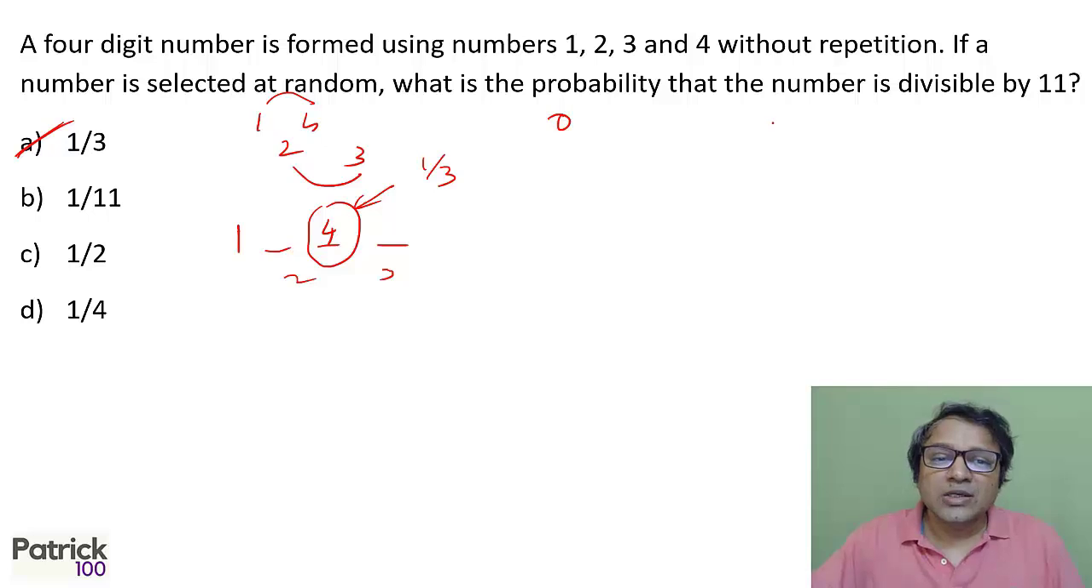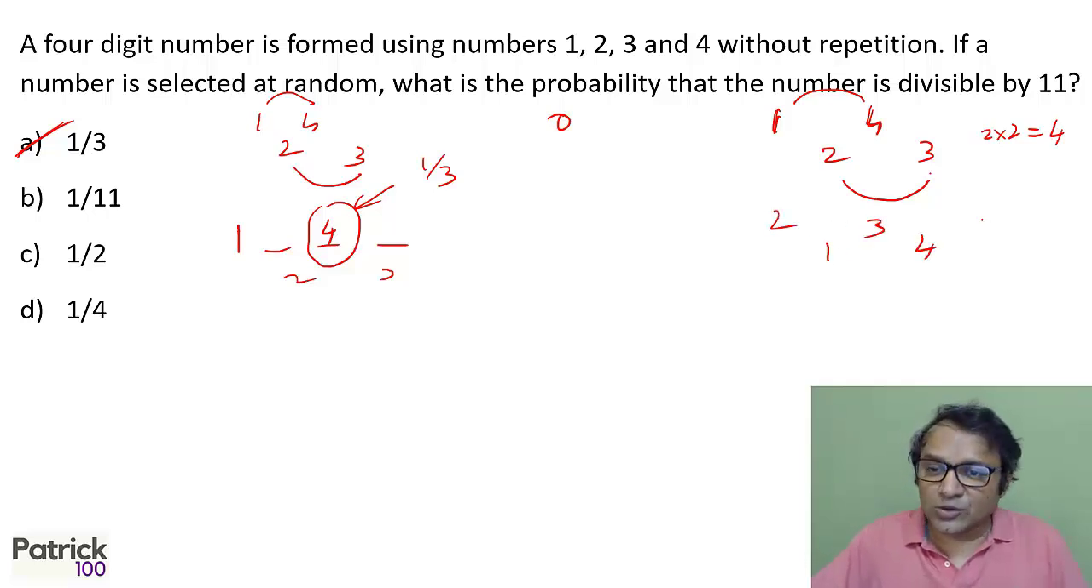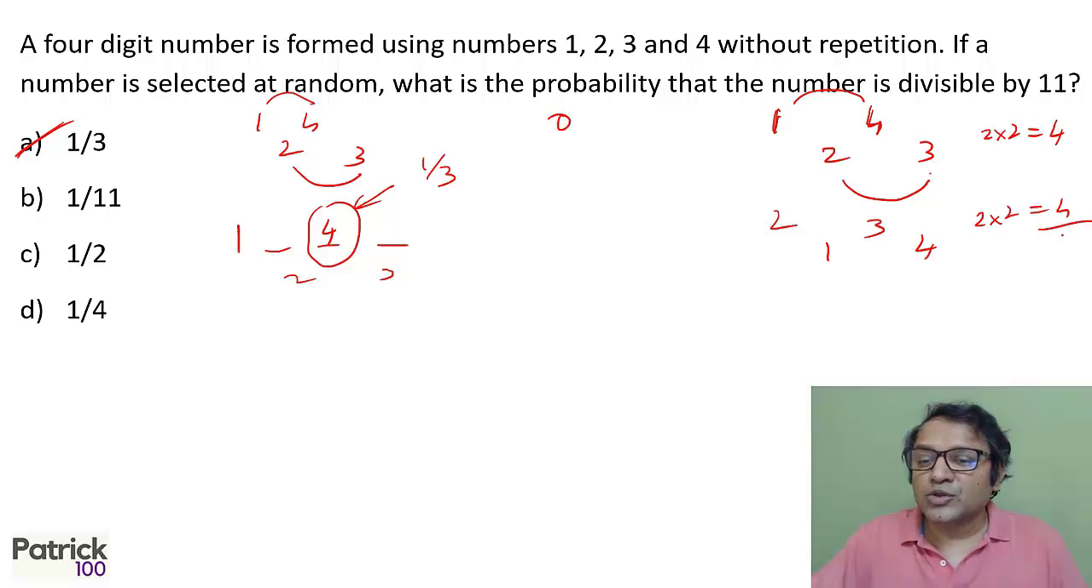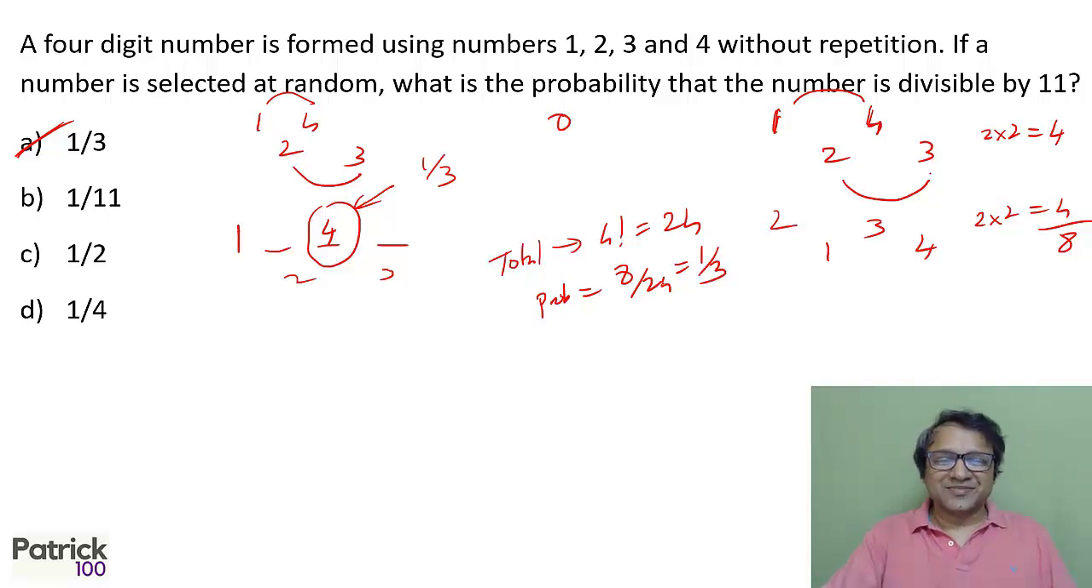The second way of solving: you always have the 1, 4 and 2, 3 combination. So 1 and 4 being in the 4th and 2nd positions, 2 and 3 being in the 1st and 3rd positions. So 2 ways to arrange 2 and 3, 2 ways to arrange 1 and 4. So 2 into 2, 4 ways. Same way, 2, 3 and 1, 4 could be this way also. So 2 into 2, 4 ways. So 8 ways you can get a multiple of 11. The total number of ways is 4 factorial, 24. So the probability becomes 8 upon 24 or 1 by 3. A option is the answer.